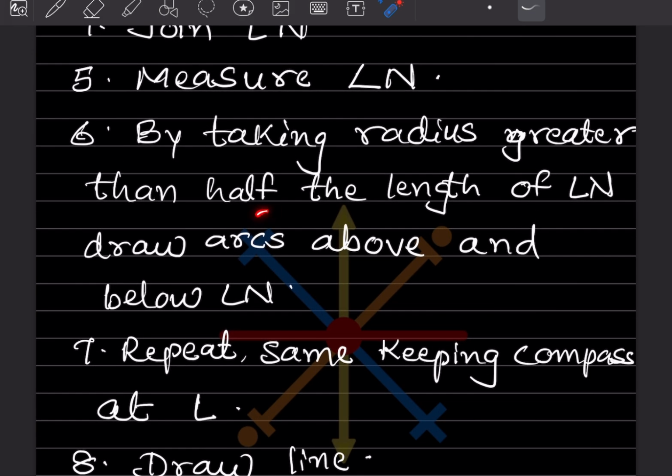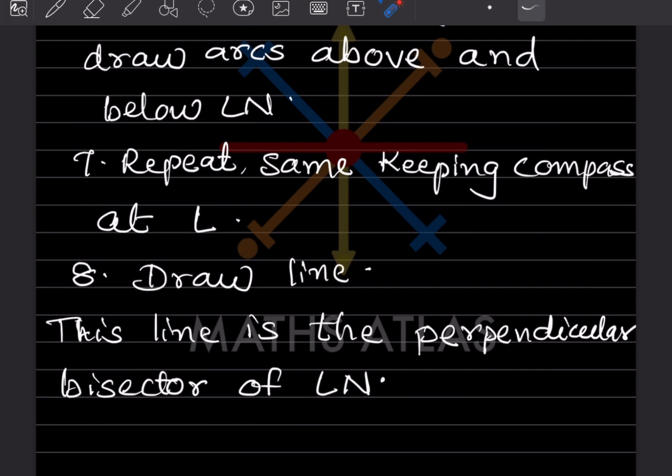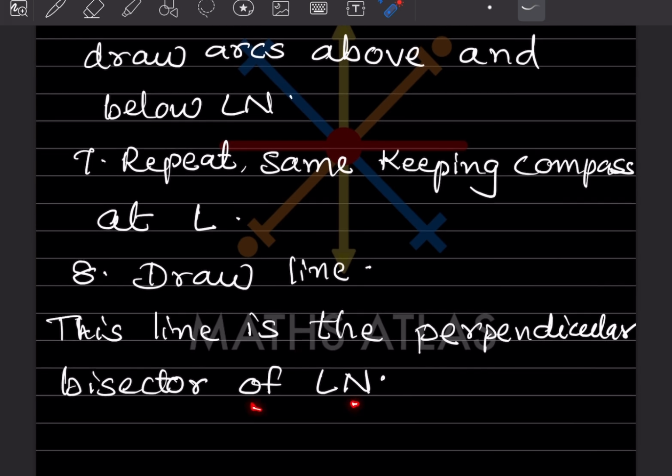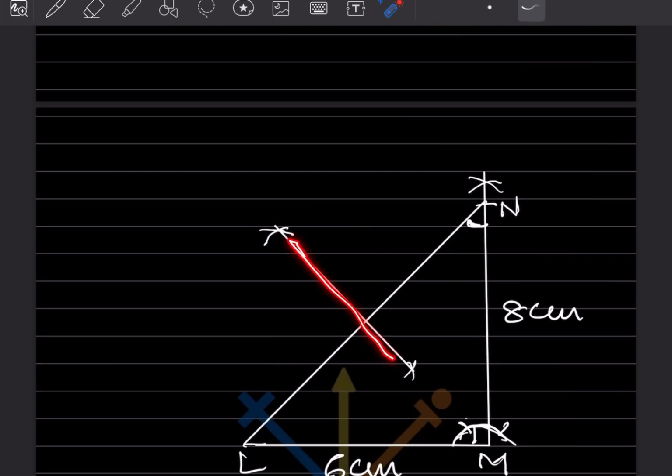By taking radius greater than half the length of LN, draw arcs above and below LN and repeat the same keeping compass at L. And then draw a line. So this line is the perpendicular bisector of LN. So this is the perpendicular bisector.